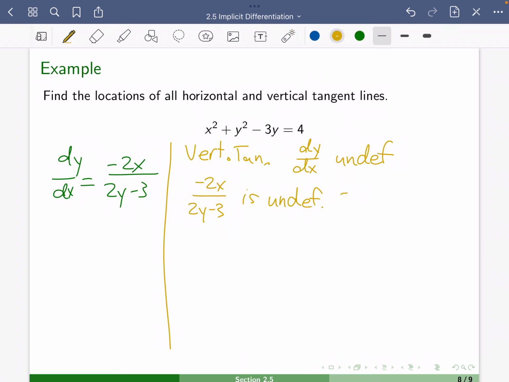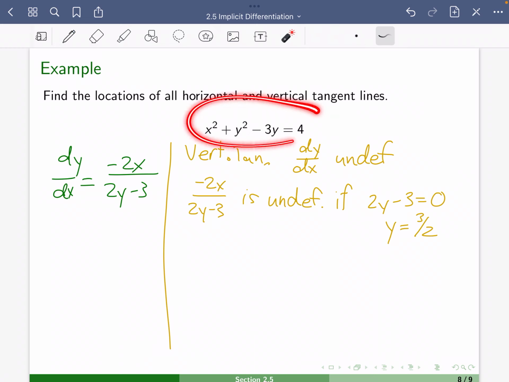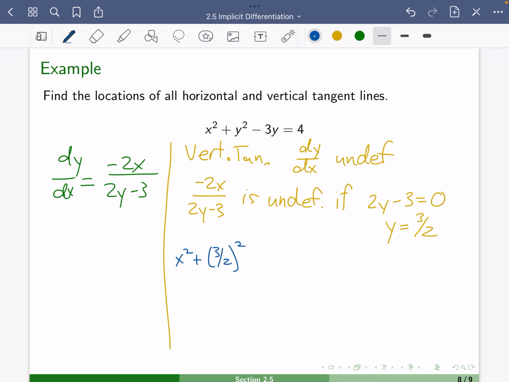So if 2y minus 3 is equal to 0, and that will happen if y is equal to 3/2. So when y is equal to 3/2, this is going to be undefined. What is the value of x when y is equal to 3/2? We're going to plug this back into the original function. This is a y value. So we have x squared plus (3/2) squared minus 3 times 3/2 is equal to 4.